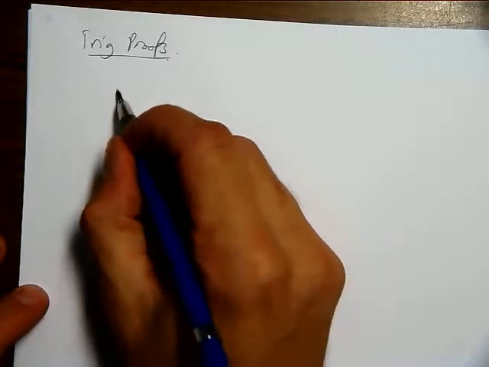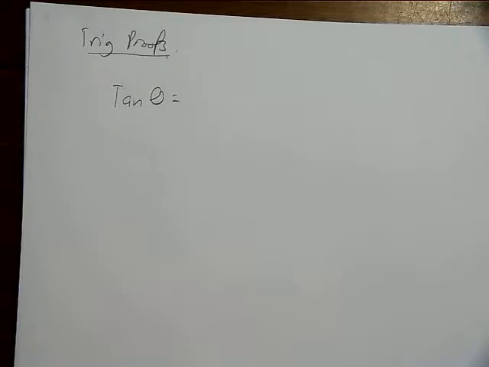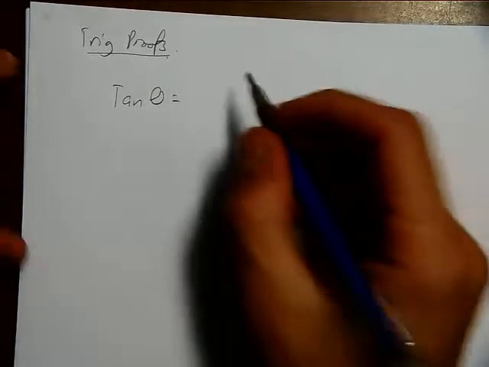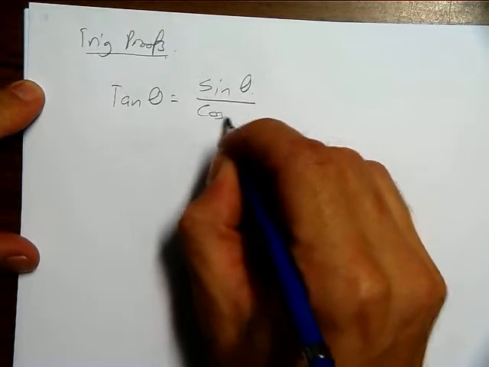Alright, so trig proofs. Now we have particular identities that we can simplify our trigonometric functions with. So for instance, our tan function, tan theta, how else can we write tan theta? Sine over cos. Tan theta is sine theta over cos theta.